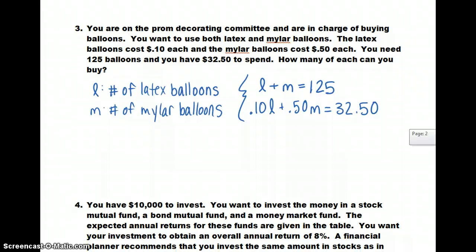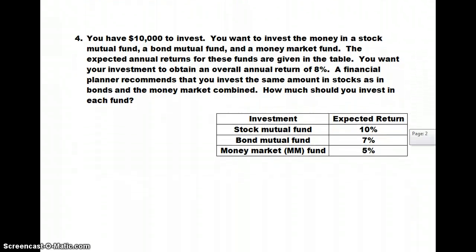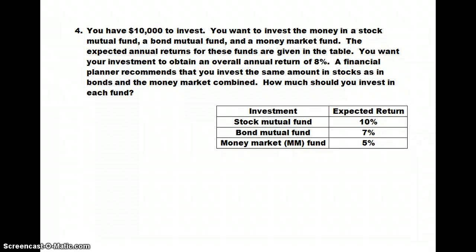Hopefully these are clear to you, because our last example is a little bit trickier, only because we are now working with 3 variables, as you'll see. So let's go through this last example. You have $10,000 to invest. You want to invest the money in a stock mutual fund, a bond mutual fund, and a money market fund. The expected annual returns for these funds are given in the table.